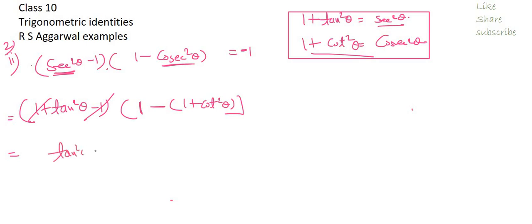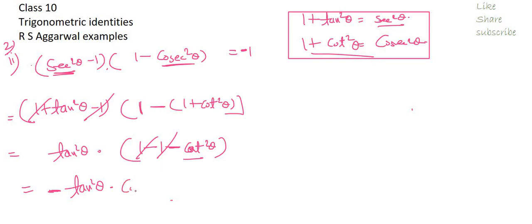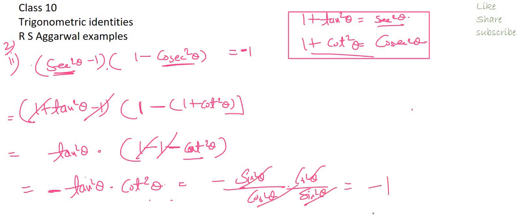So I am getting tan square theta into, let me open this bracket, 1 minus 1 minus cot square theta. 1 and 1 cancel. So we will get tan square theta into minus of this. So minus I will take here, cot square theta. So this will be minus of, what is tan square theta? Tan I can write as sin square by cos square, and cot is cos square by sin square. So these two will cancel and the answer is minus 1, hence proved.